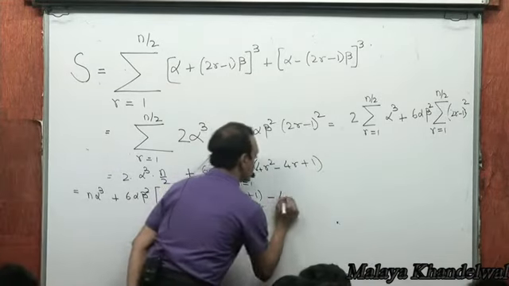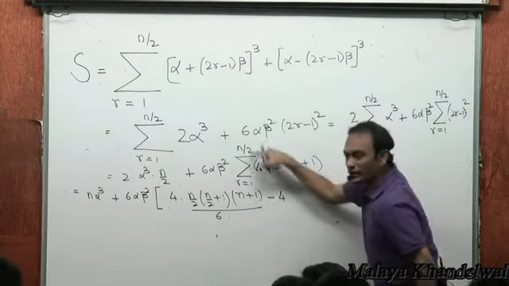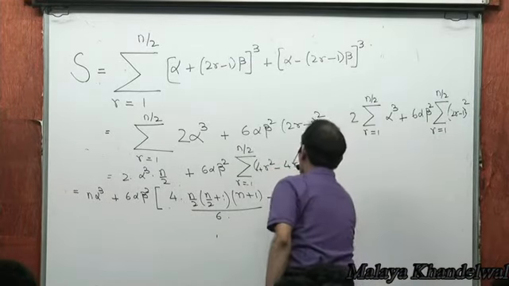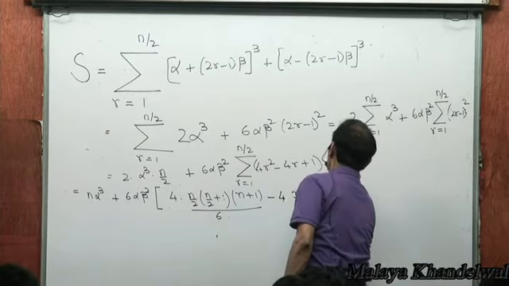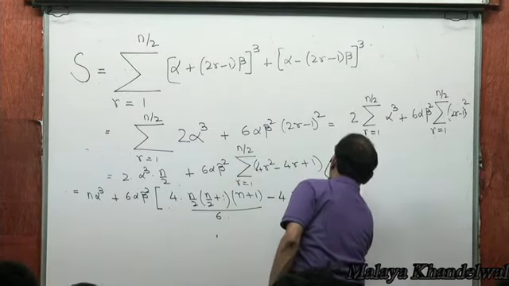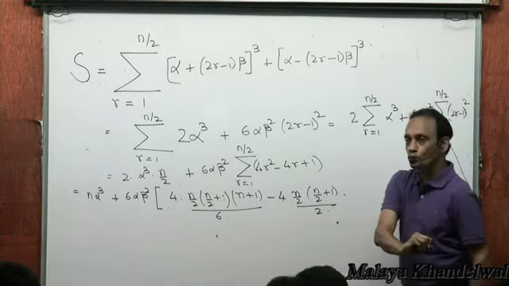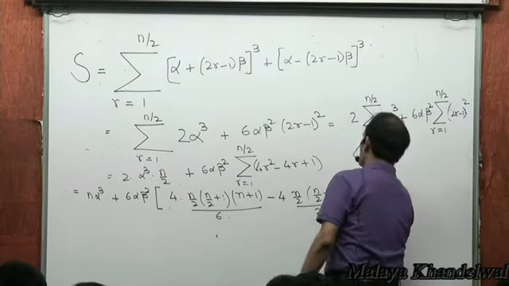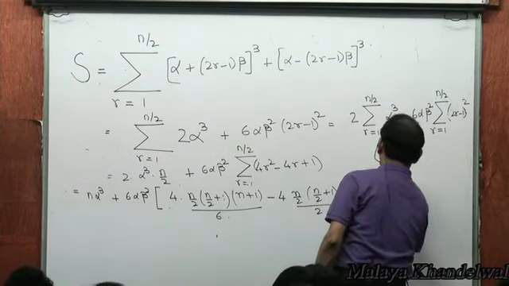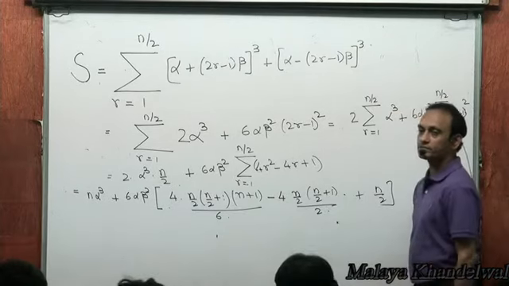Minus 4 times the sum of the first n by 2 natural numbers, n by 2 into n by 2 plus 1 by 2, plus 1, which is n by 2, adding 1 n by 2 times.